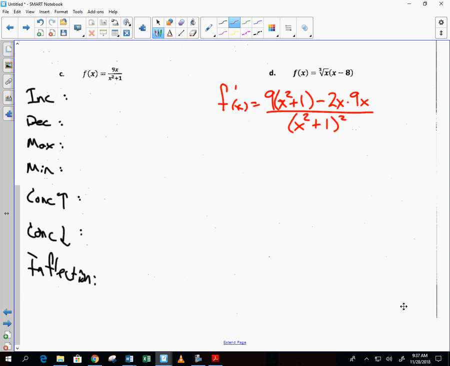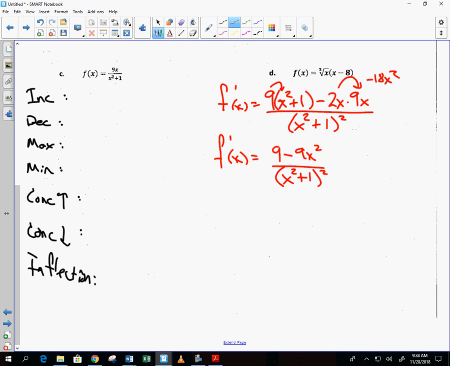We good? What does the top simplify to? Yeah, so you got this negative 18x squared, positive 9x squared. You're going to get 9 minus 9x squared over x squared plus 1 quantity squared. Yep, 9 times x squared is 9x squared. This is negative 18x squared. Combined together, you get the negative 9x squared. This gives me a positive 9. We all good to go?